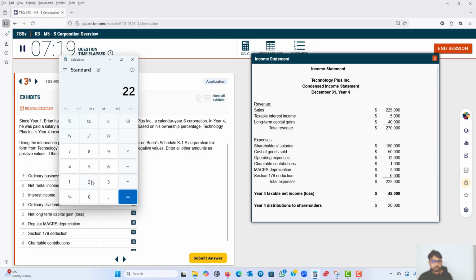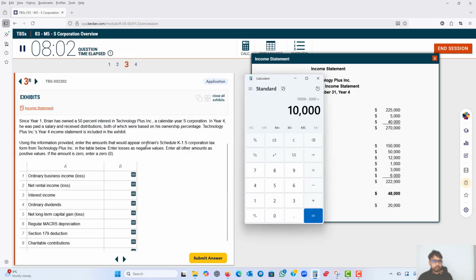So what we can find, 225,000 minus 150,000 minus cost of goods sold 50,000, operating expense 12,000, and charitable contribution and section 179 deduction is a separately stated item in Schedule K-1, so it will not be included for the calculation of ordinary income. So MACRS depreciation is 3,000. So if we hit on 3,000, it's 10,000.